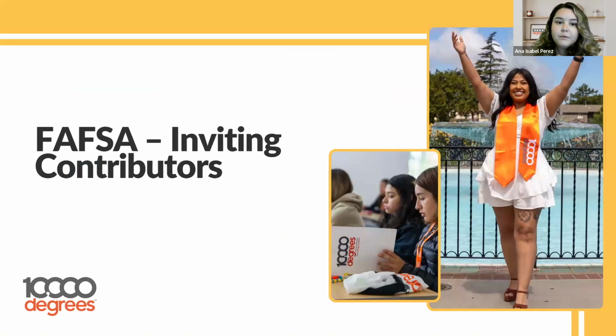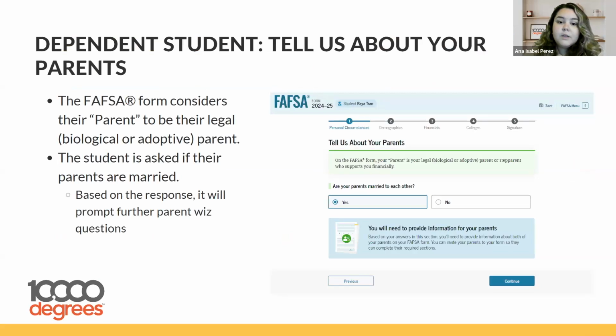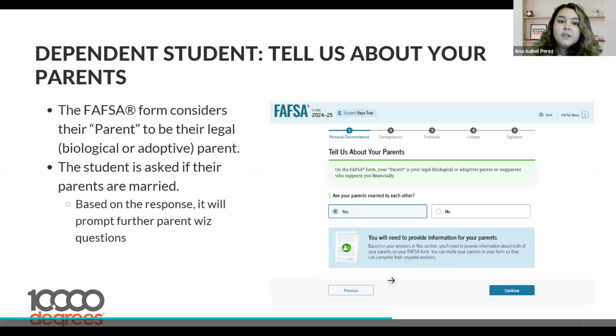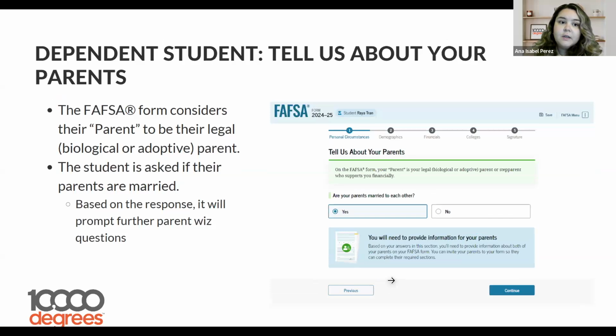So now we're going to go briefly over how you're inviting contributors. So this is going to be for our students who are considered to be dependent, and they will be asked to provide information about their parents. As you see on the image on the right, it is fairly early in the personal information for students. So again, it will ask them this information.